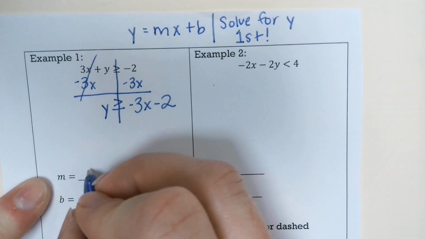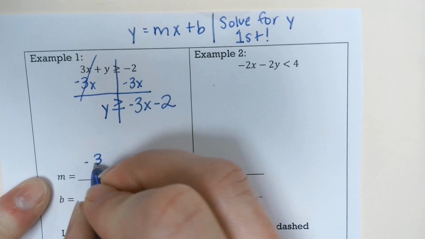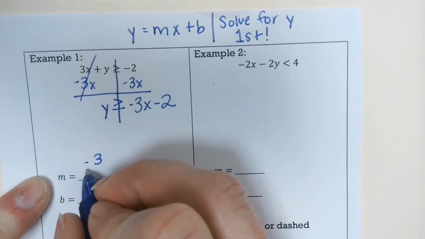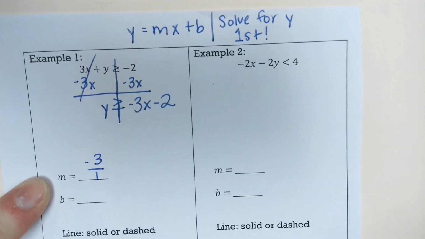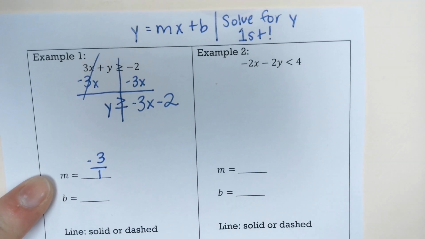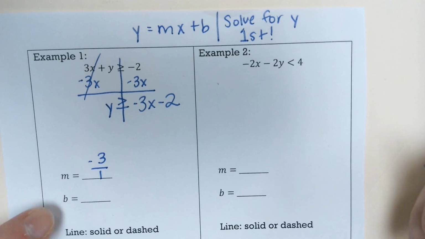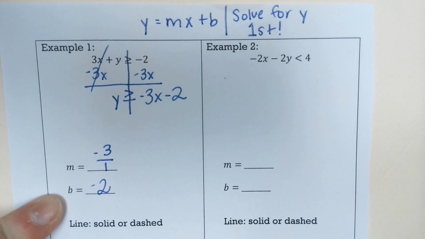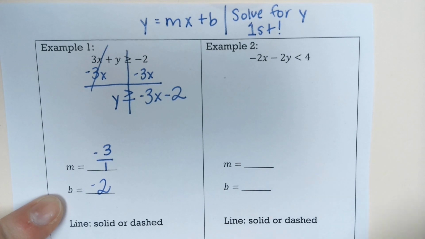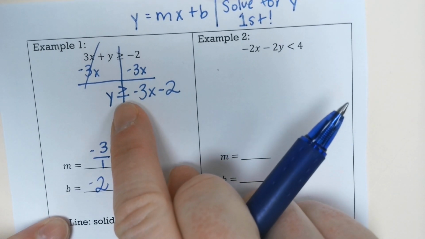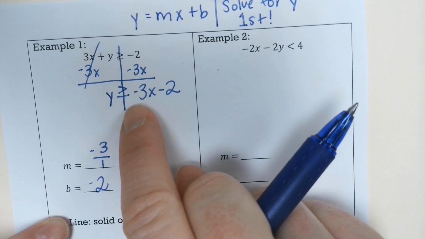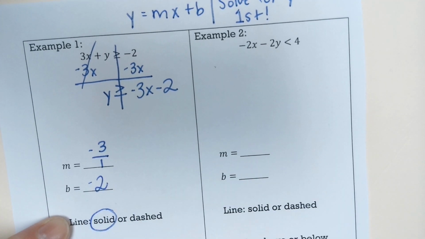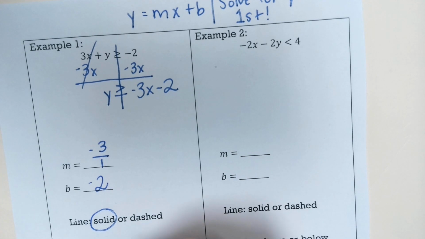So the m is negative 3, but it needs a denominator. So what's it going to be for our slope? 1, yeah. Slope is the only one that needs to be in fraction form. Y-intercept is just negative 2. All right, so let's look at our symbol. This is a greater than or equal to symbol. So it's going to be solid. Greater than means we are going to shade above.